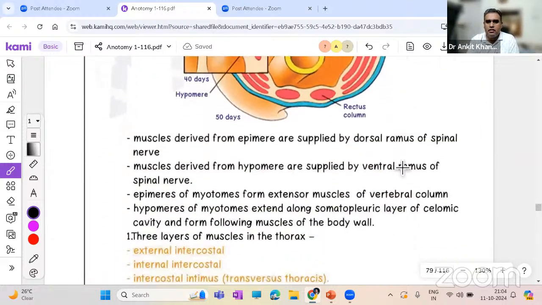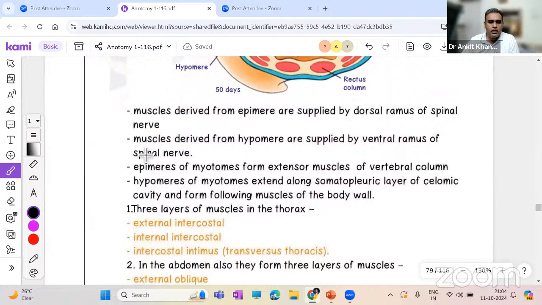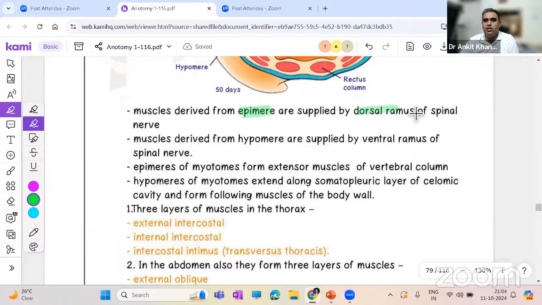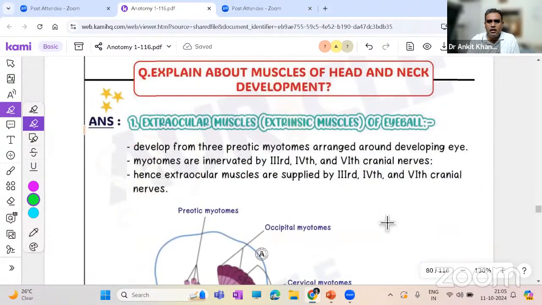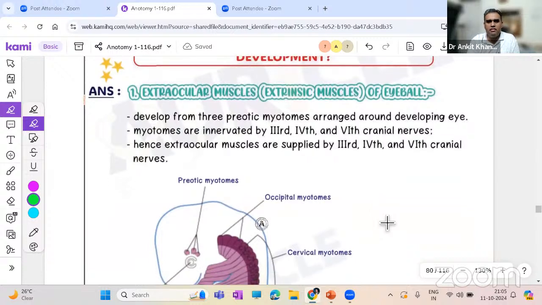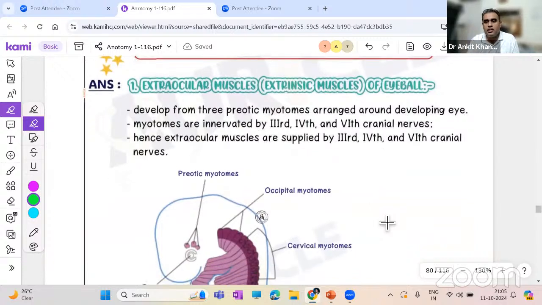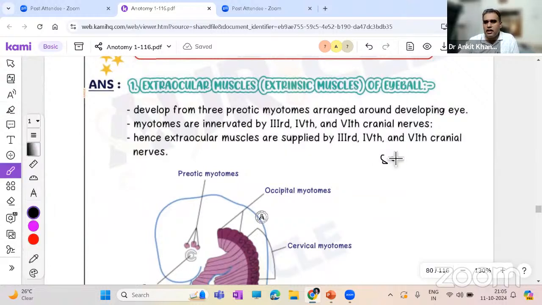Okay. Here also it is written muscles derived from epimere. It is not that highlighted, but let me highlight dorsal ramus and muscles from hypomere. All these are supplied by ventral ramus. Remember this. And these are trunk muscles which are being shown over here. Muscles of head and neck development, again we'll discuss them more in head and neck, but as I already told you, it is the somites which give rise to which muscles in head and neck? Only two groups. One is extraocular muscles, other is the tongue muscles.